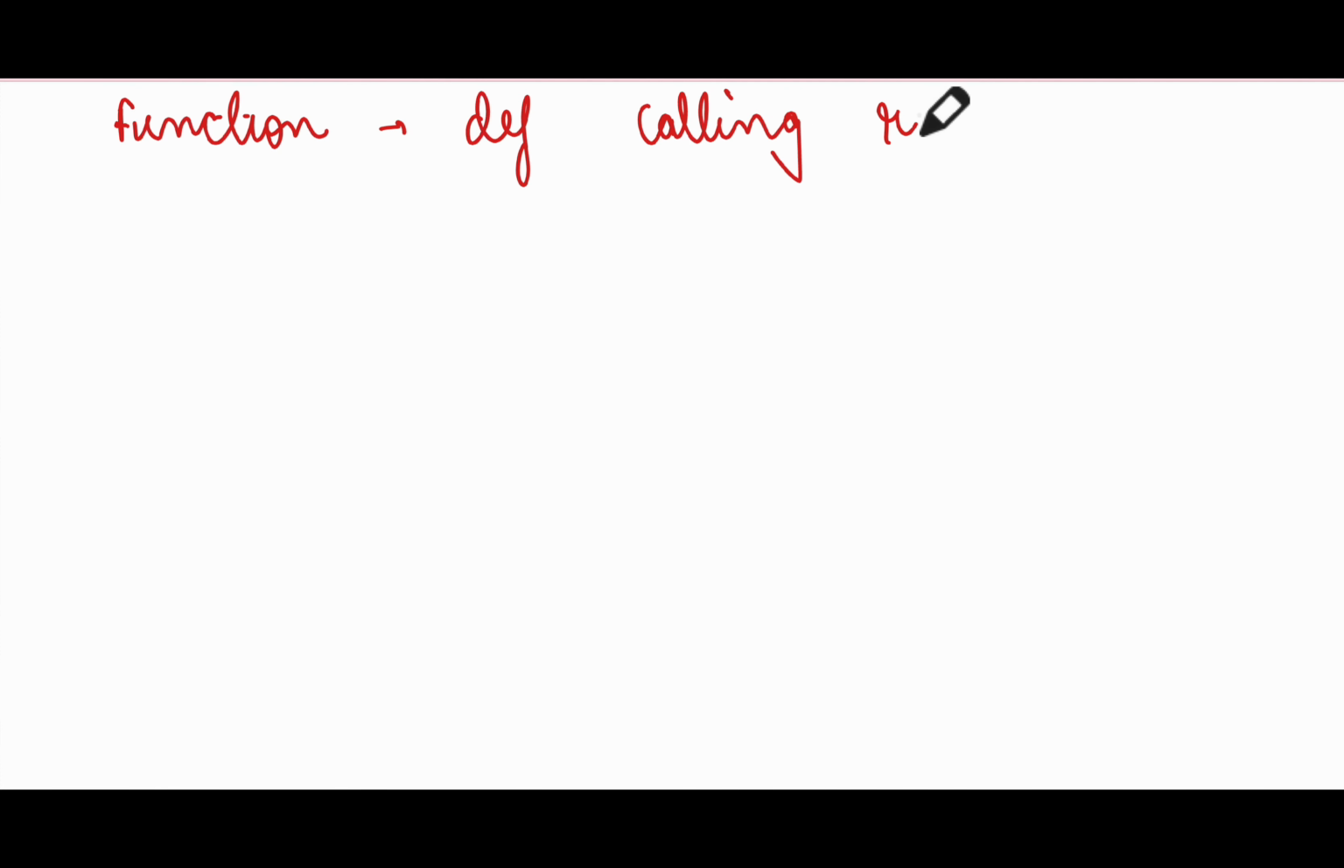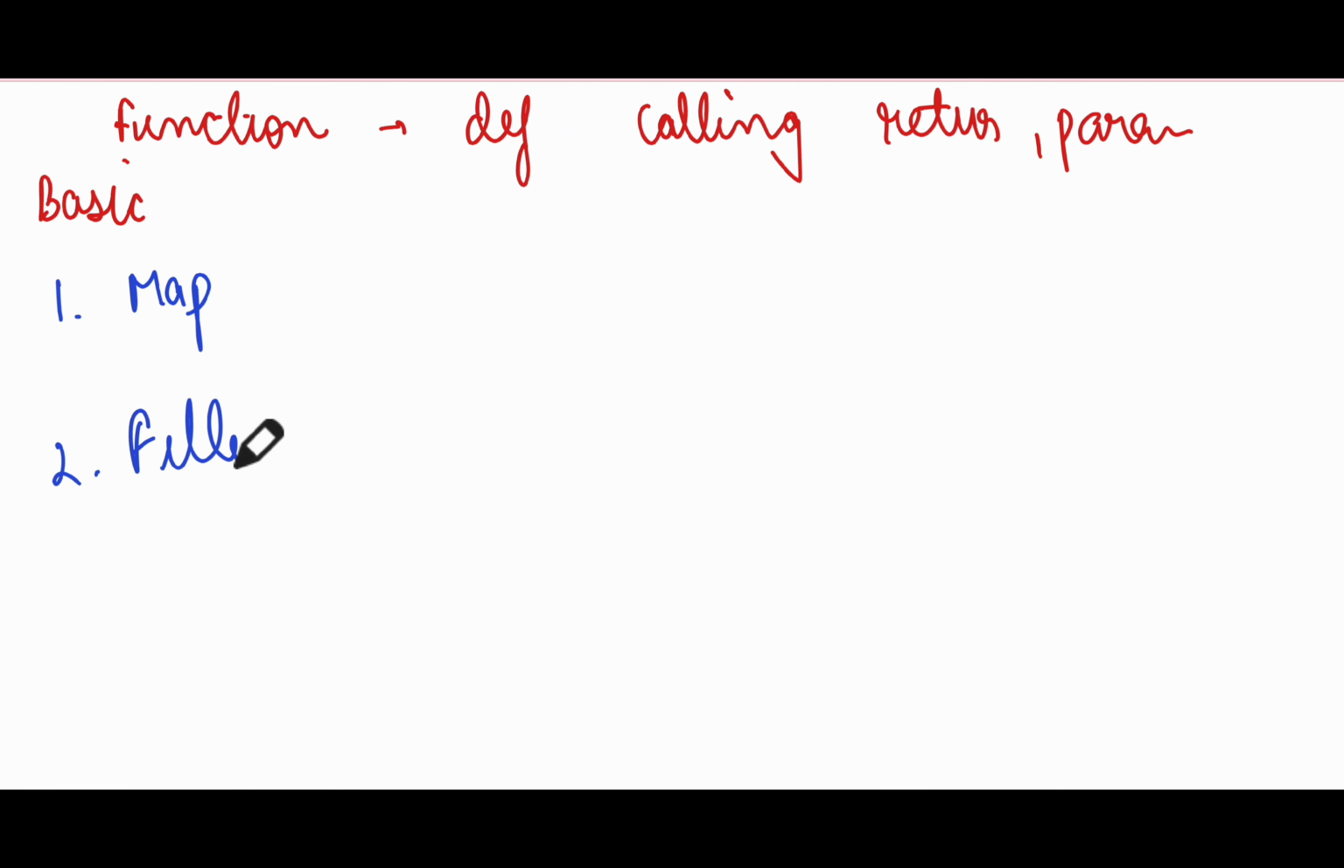So let's do a recap of all we did in functions. First of all, we read about functions in general and how to create functions using the def keyword. Okay, and then we talked about calling a function, returning a value, and then we talked about parameters. So these were the basics. So this was the basic function. After this, we introduced 3 types of functions. First was map, second was filter, and third was reduce, which are used along with lambda functions.